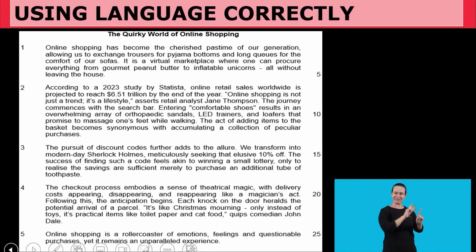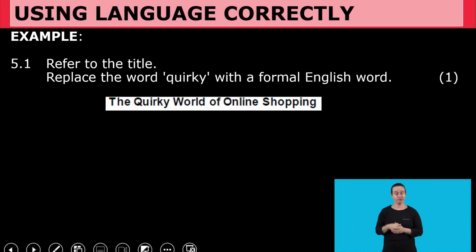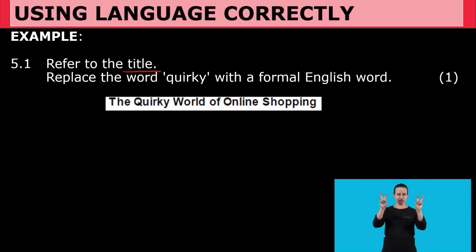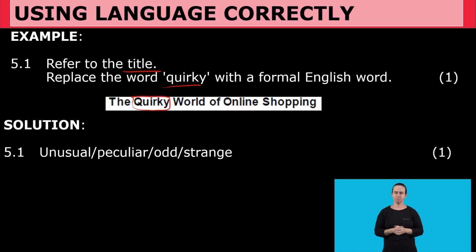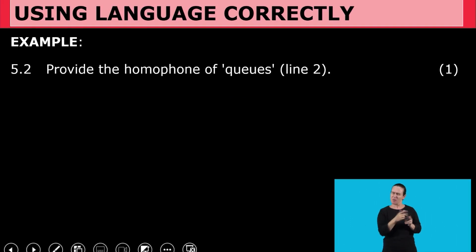Let's look at a practical example. A typical question would look like this. There would be a text and questions would be answered on that. For example, question 5.1, refer to the title, replace the word quirky with a formal English word. That word must then fit into the sentence to replace quirky. So in this case, unusual, peculiar, odd, or strange. Any one of those would get you a mark.